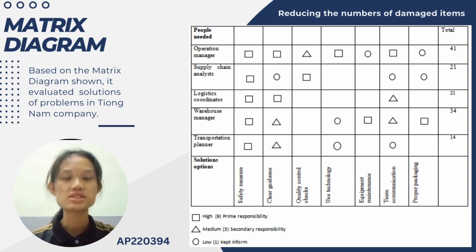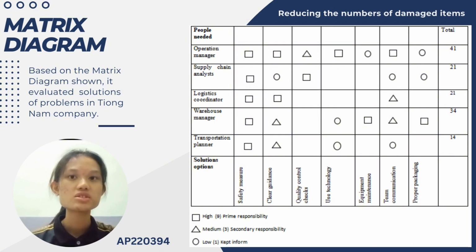Operation manager and logistic coordinator take full responsibility in clear guidance of handling items. Supply chain manager needs to analyze the process of Dongnan supply chain distribution and make quality control checks. Operation manager needs to apply new technology, such as weatherproofing for the packaging, so that the products will not be spoiled or broken.